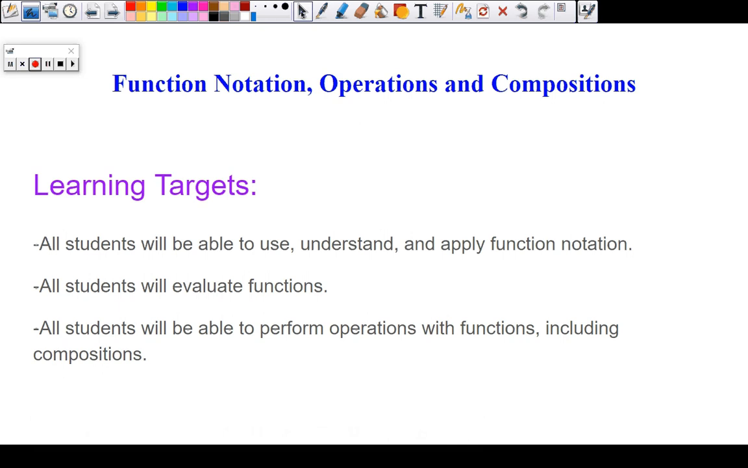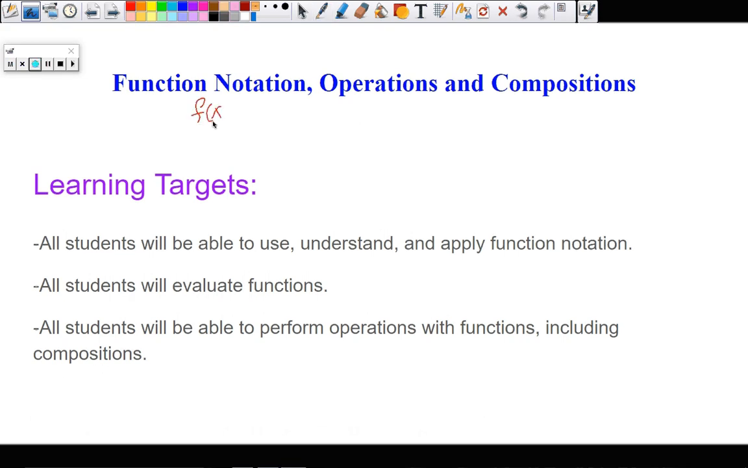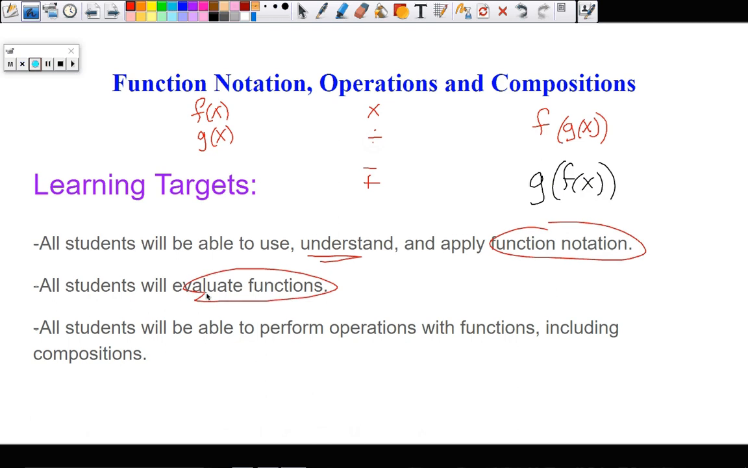Function notation is basically f of x, g of x. Operations are: are you multiplying, dividing, subtracting, adding, what are you doing? And compositions will look something like a two-step process. We're going to get to this in just a bit. So what you will see today is that you will be able to understand and apply function notation. You'll be able to evaluate function notations with these operations. And also you will be able to work with compositions, which are multi-step processes. Okay? So here we go.